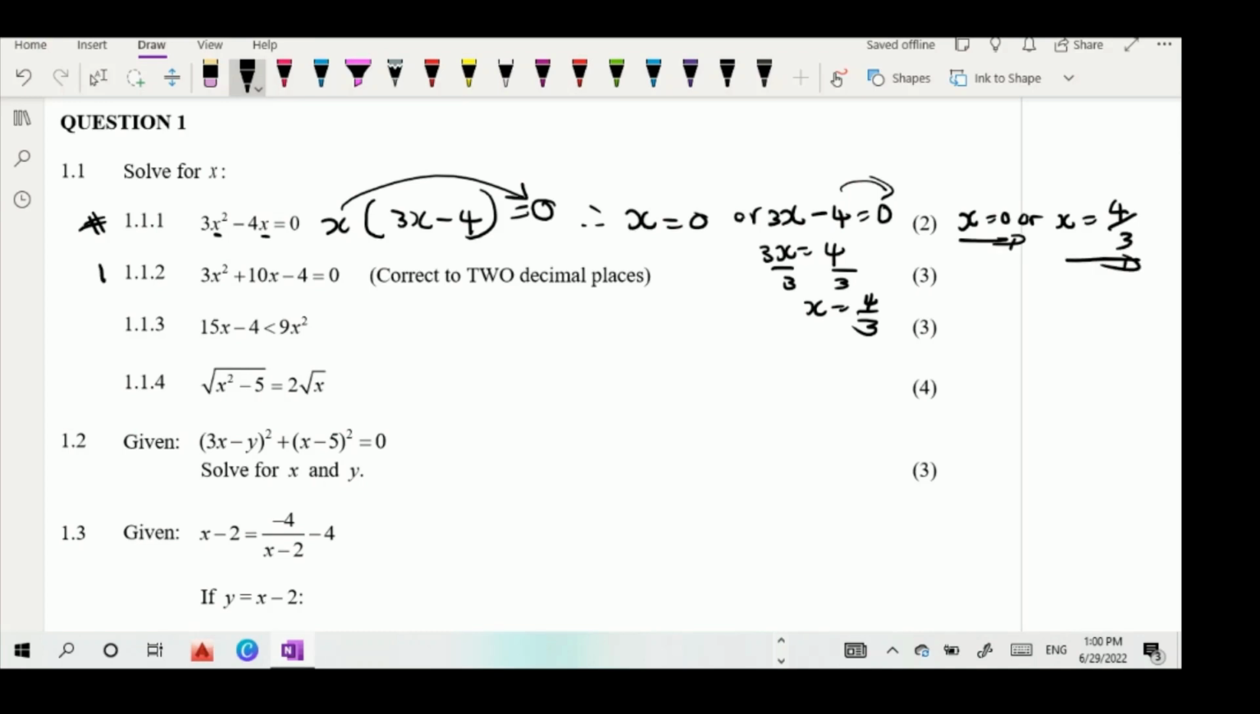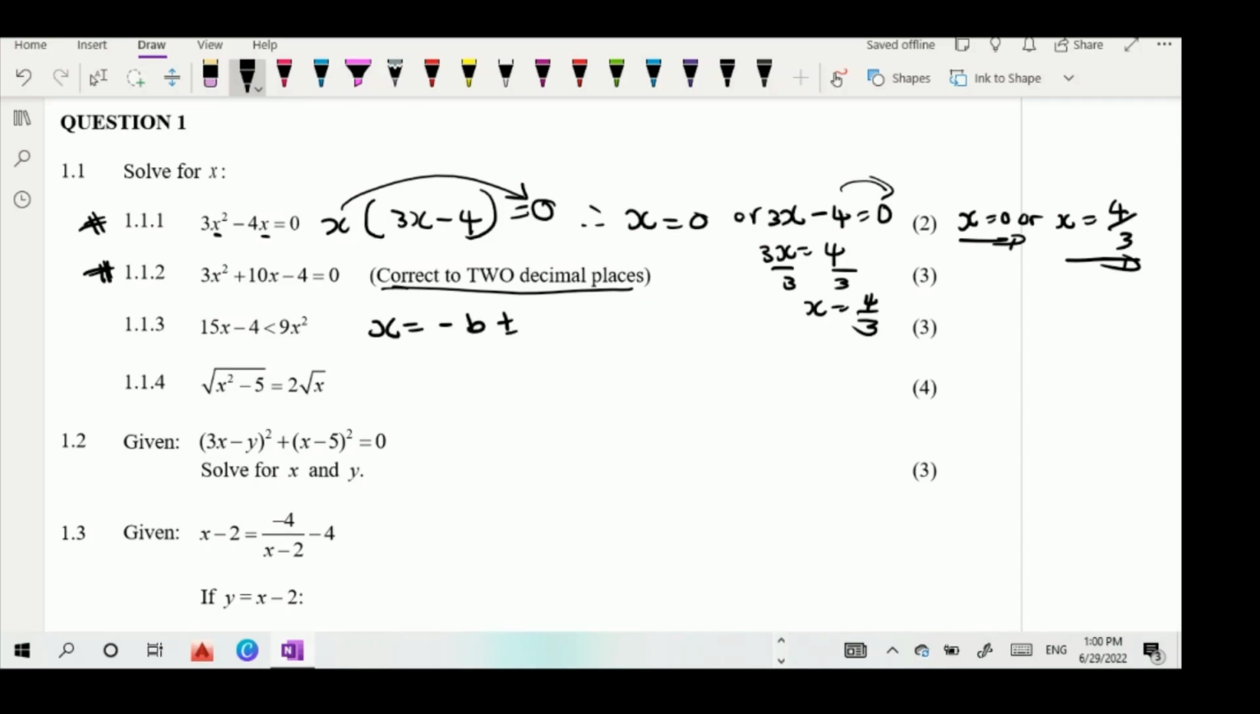Now going to 1.1.2, we are also solving for x, but we are given a hint that our answer must be correct to 2 decimal places. So whenever you are given this statement, it tells you that you cannot factorize this problem. So you're going to use your quadratic formula.